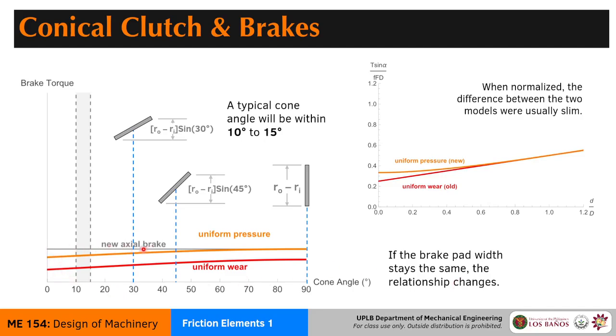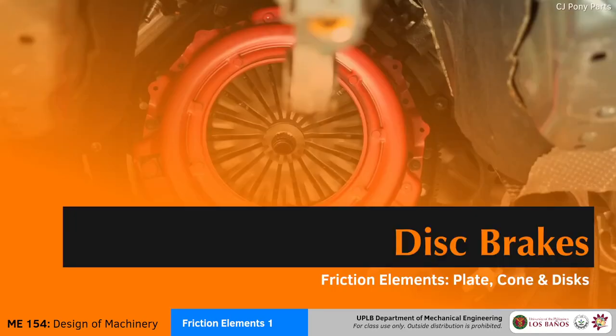So this is a new axle brake and this new cone clutch brake. Well, you can substitute that. It's either a new axle brake or a new axle clutch. Yeah. All right. So on to our last one.